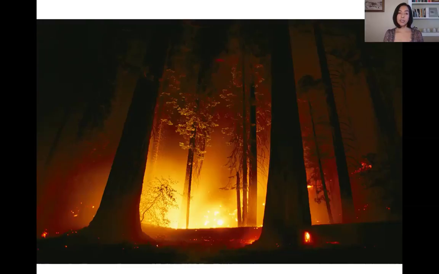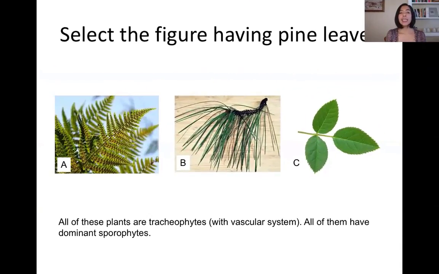Okay, let's test your knowledge now about these three different structures. These are three different types of leaves. Select the figure having pine leaves: A, B, or C. And just as a hint, all of these plants are tracheophytes. That means that they are going to have a vascular system with xylem and phloem. And all of these structures that you see here are the dominant sporophyte, or part of the dominant sporophyte. Okay, the right answer is B.